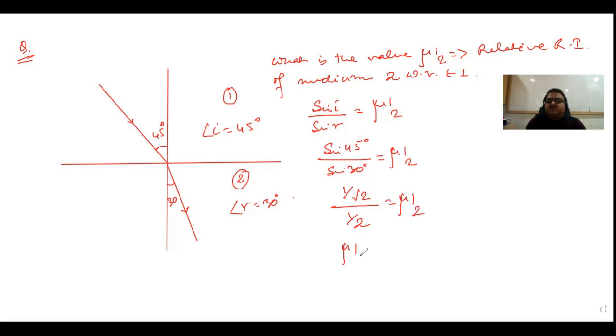Therefore, mu 1 2 is equal to 1 by root 2 into 2. Is it clear? So this is the technique of solving this kind of sum. Okay. So let us try another problem. It will be different from this, correct?